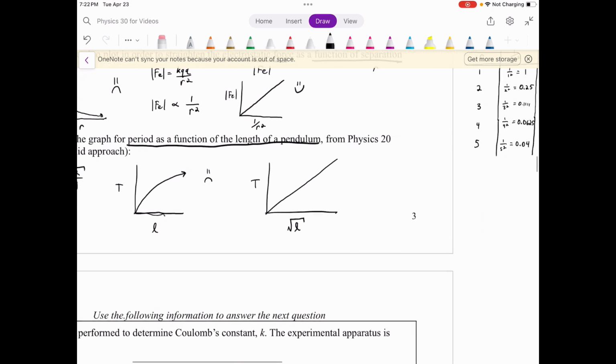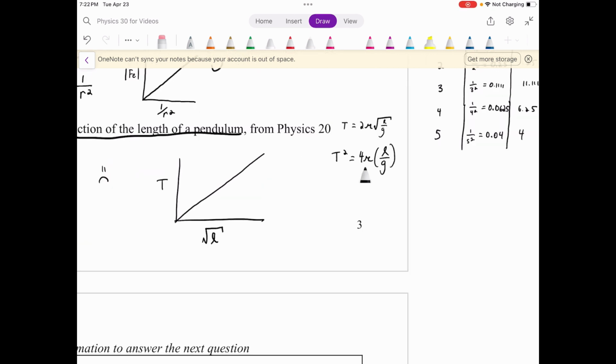There's actually another way we could have done this too, which would be to just square both sides, right? And then same idea. Okay, so this equation is now showing me that the period squared is proportional to the length of the pendulum, right? Now, if I just plot T as a function of L, I'm going to get that same shape.